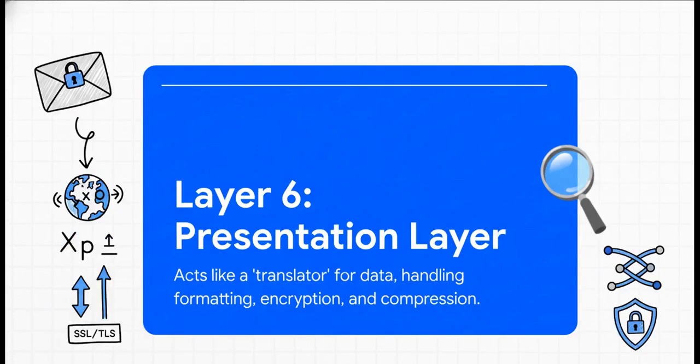Next down is layer 6, the presentation layer. Think of this guy as a universal translator and a security guard, all rolled into one. It does a few critical things. It translates your data into a standard format that any computer can understand. It encrypts it for security, and it often compresses it to make it smaller. So it's basically putting your letter into a standard, secure envelope, written in a language everyone can read.